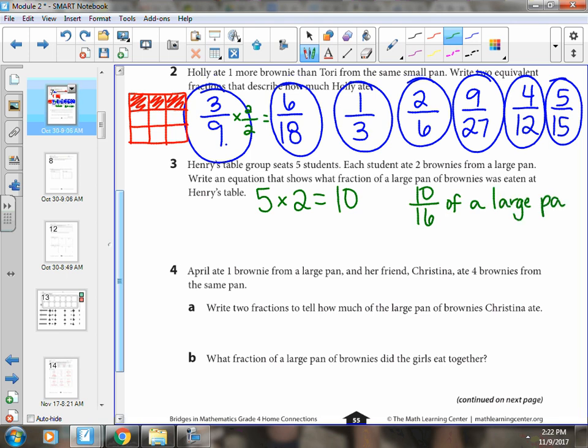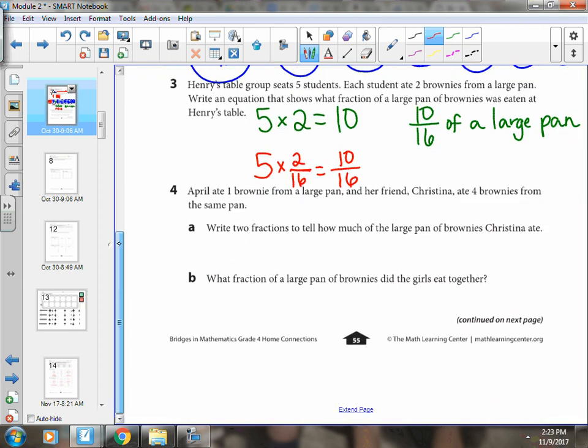You won't really be multiplying fractions until 5th grade, but here's an equation that you would probably write in 5th grade. 5 kids, and they each eat 2/16 of a pan, and that equals 10/16 of a pan. So if you wrote that equation, that's great as well. So either 5 kids times 2 brownies, and then you would know that means 10/16, or directly do 5 times 2/16 equals 10/16. But 10/16 is the answer.